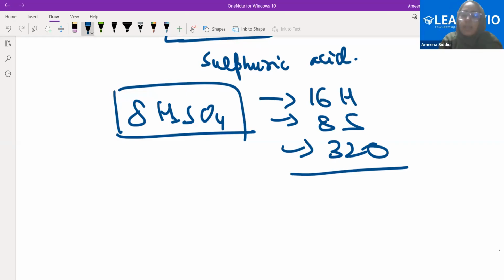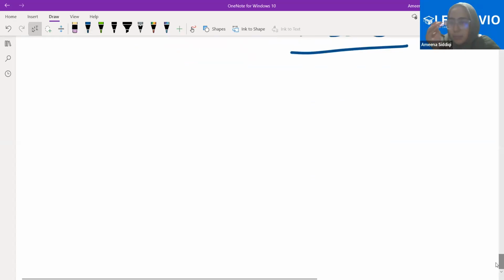Yes, ma'am. So now, the number in the subscript, I repeat, the number in the subscript tells you the number of atoms, and the big number before the compound, the formula, tells you the number of molecules.